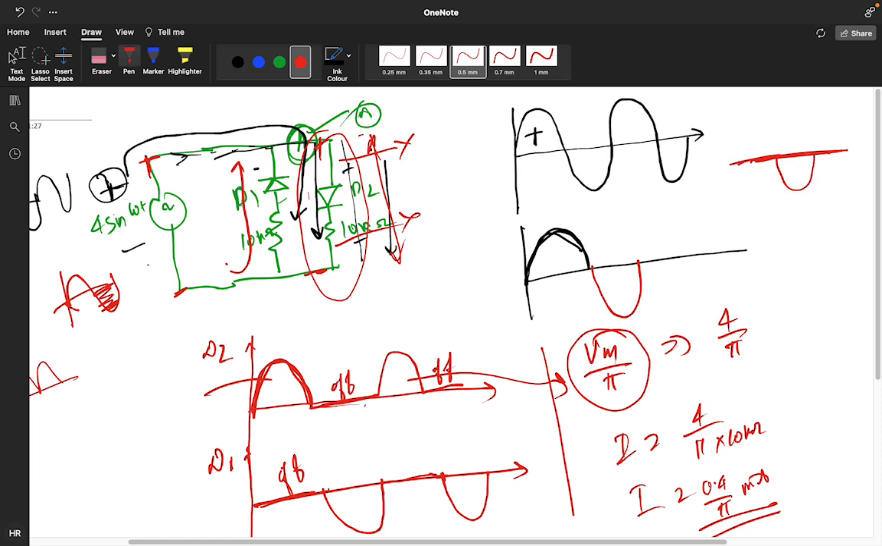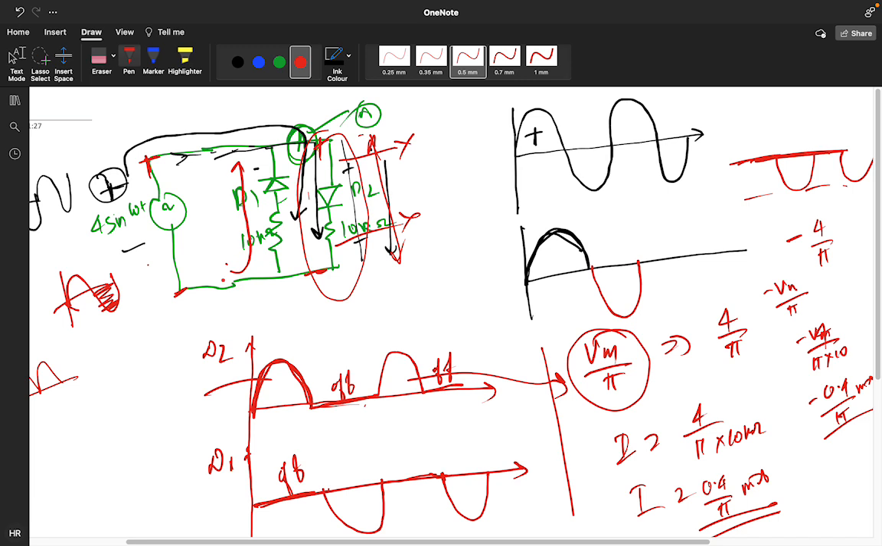This is off, this is off, this is off. So here what voltage will you get? Minus 4 by pi, Vm by pi. This is negative, so you will get the same, minus Vm by pi. What current will you get? Minus Vm by pi divided by 10. Vm value is 4 only, so minus 0.4 by pi milliampere current.